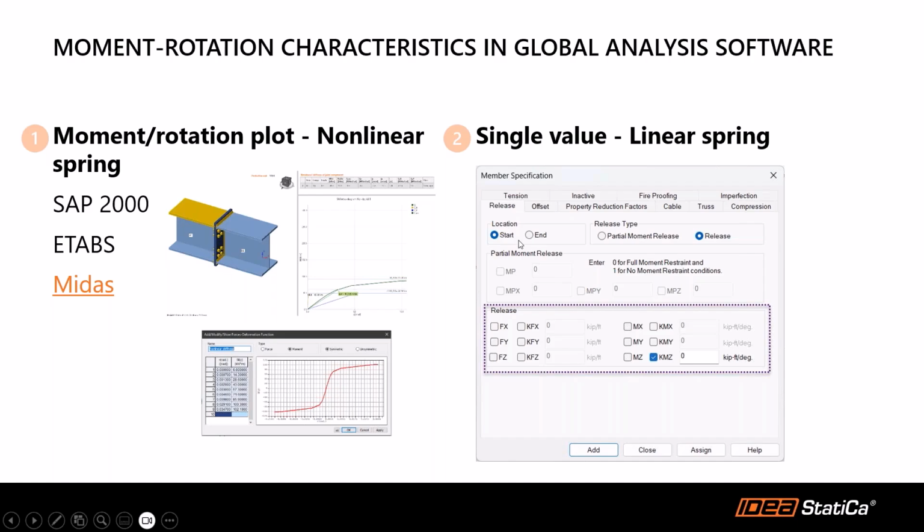The second option is to use a single value. That means it is a linear spring, right? The majority of the software have that capability. In this case, you can see a screenshot here of STAAD.Pro. You input that as a member specification, and that is a release either at the start or at the end of that member. Then you activate the stiffness constant that you want to add. Make sure you have the same units. In this case, I changed it to kip-inch per degree to match my units in IDEA StatiCa.